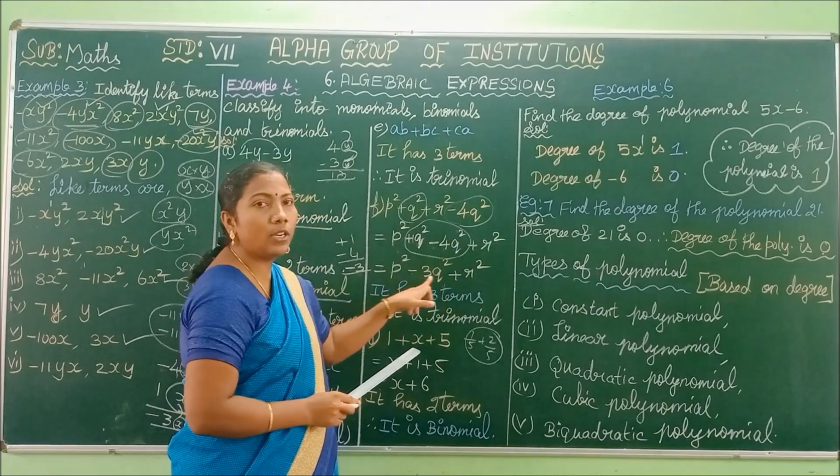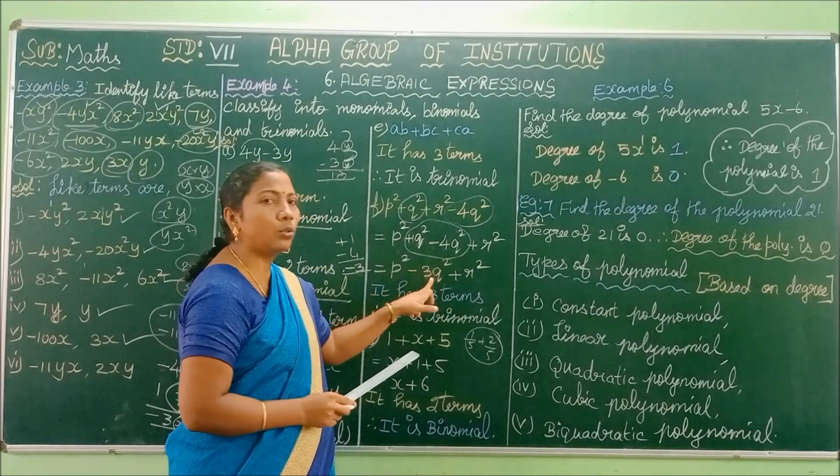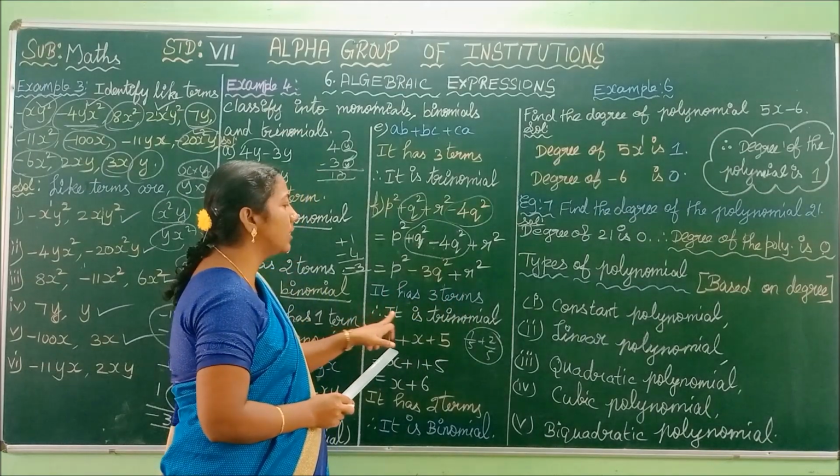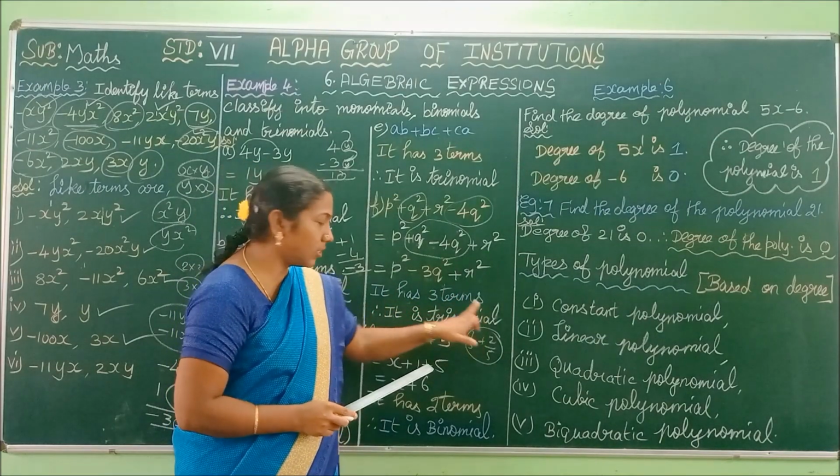Totally count how many terms? 1, 2, 3. Thus it has 3 terms. So we have to write it as a trinomial. Do you understand, children? Okay.